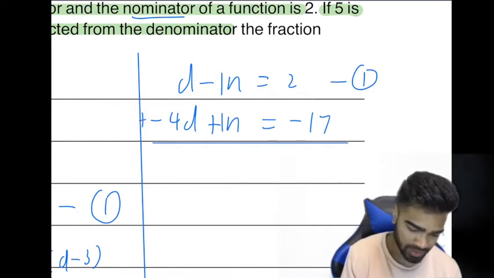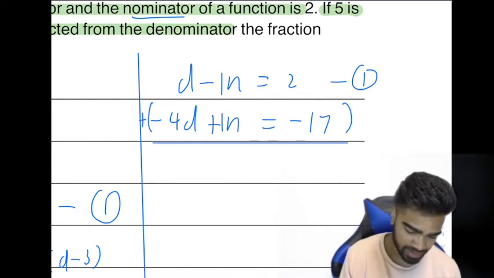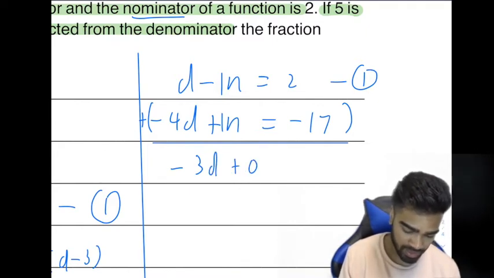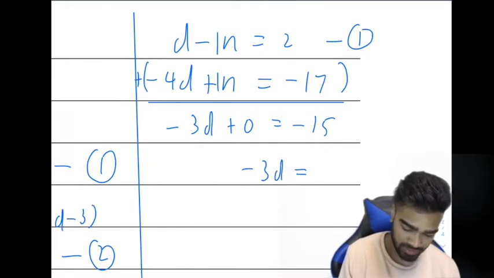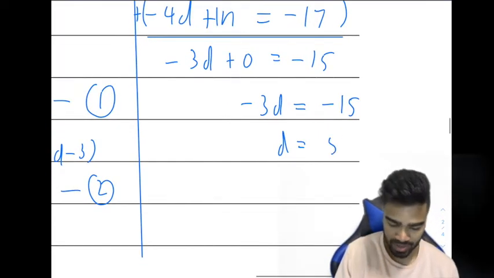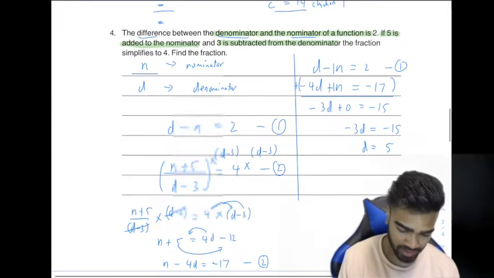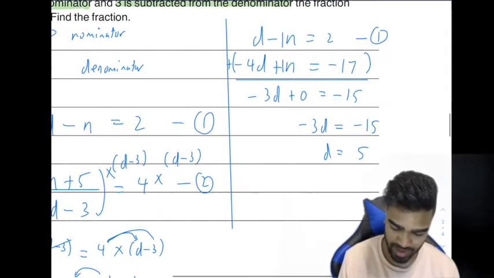Let's do it. So I'm going to say plus, wrap my brackets, d plus negative 4d is negative 3d. Negative n plus n is going to be 0. 2 plus negative 17 is negative 15. So in other words, negative 3d is negative 15. Divide both sides by negative 3, you're going to have 5. So the denominator is 5.